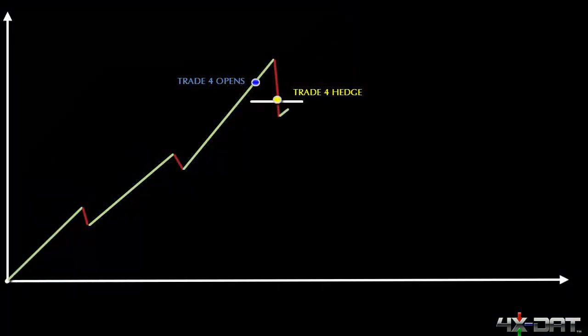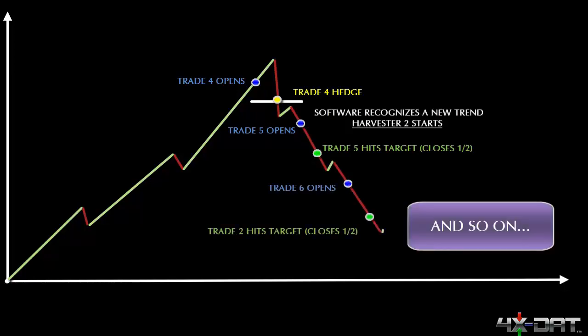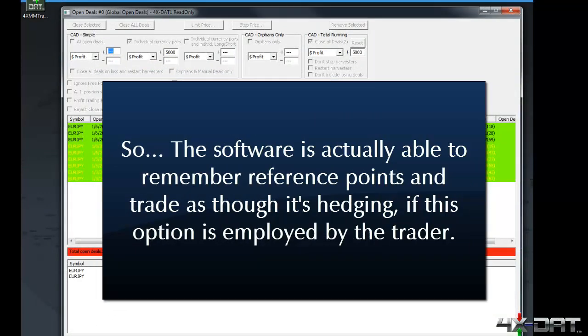In this example, after this flattening out occurs, the software will keep building into its short position and remember where the flattening out occurred in terms of price in case the market turns up again. So our software can maintain the points of reference for us and trade as though it were still hedging.